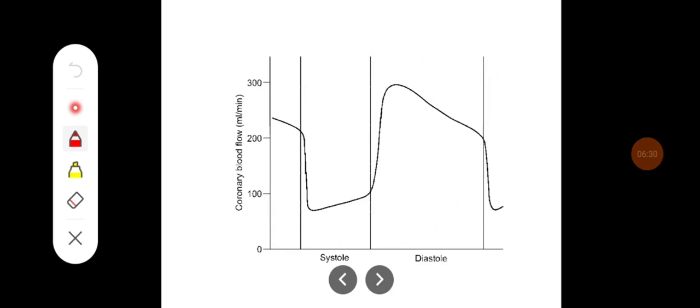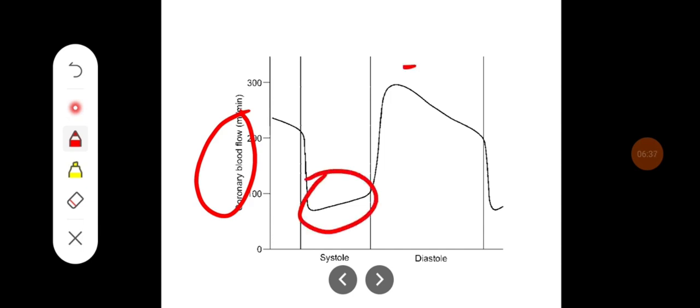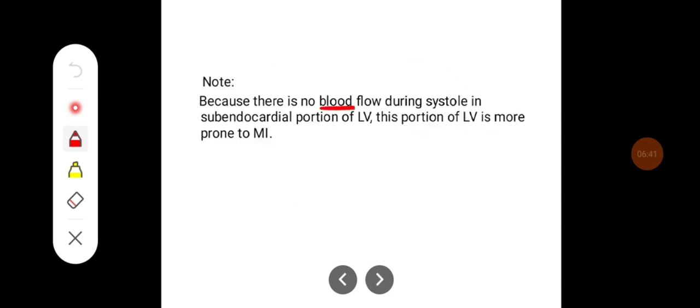So this is the overall coronary blood flow to the myocardium. You can see that it drastically decreases during systole and it increases during diastole. Because there is no blood flow during systole in the subendocardial portion of the left ventricle, this portion of the left ventricle is more prone to myocardial infarction.